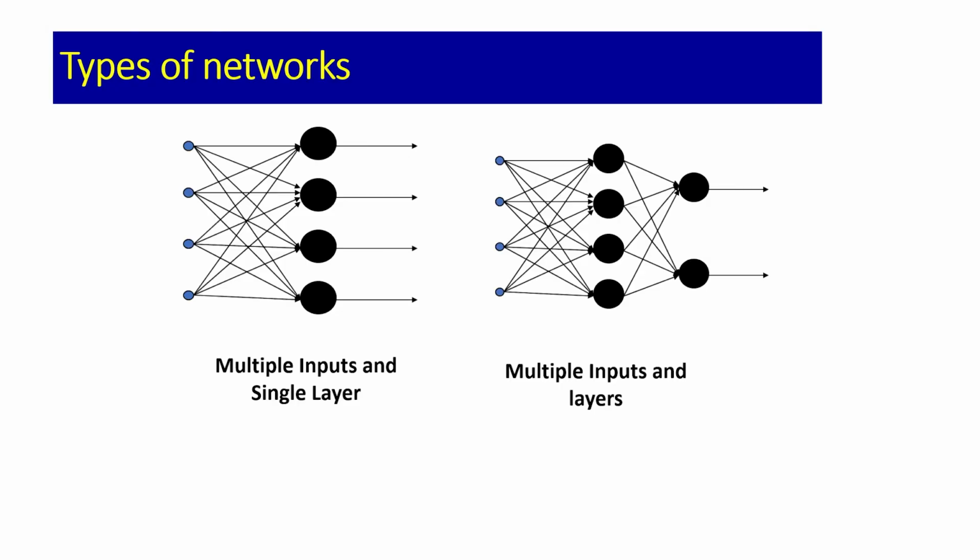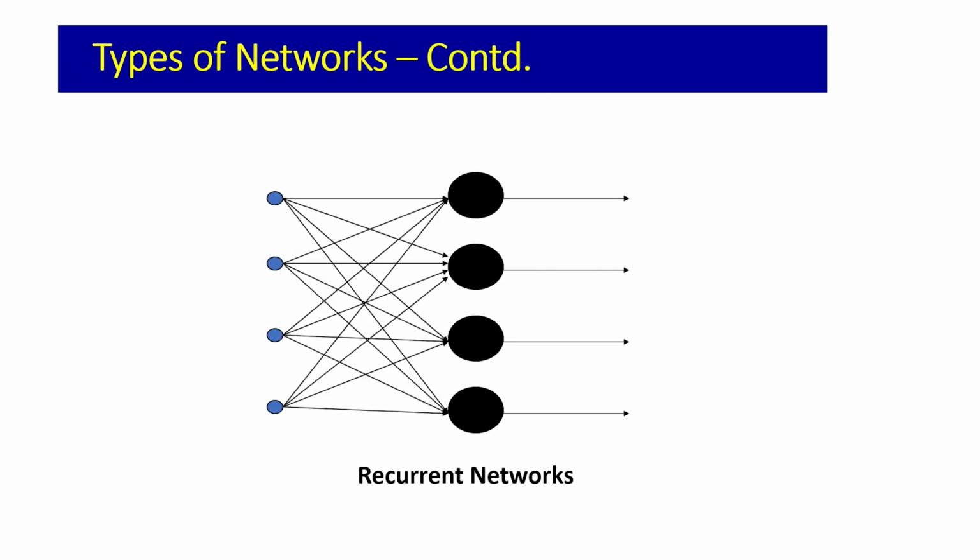So, we discussed in the first part the basic artificial neural network, and we talked about how they are designed. You can have different types of networks. On the left side of the slide you see multiple inputs but a single layer, and these inputs are cross connected. On the right side you see multiple inputs and multiple layers, basically 2 layers. But in all of these, the data is moving in the forward direction.